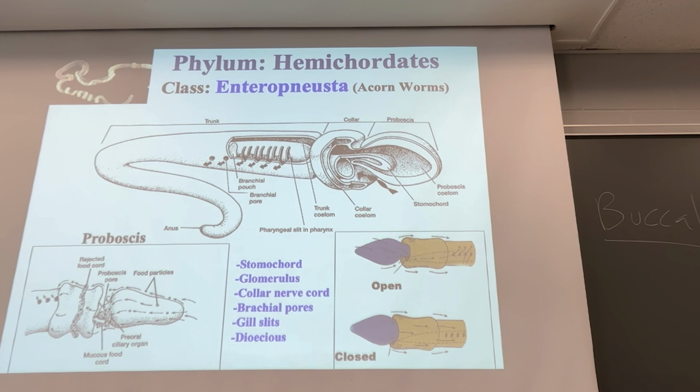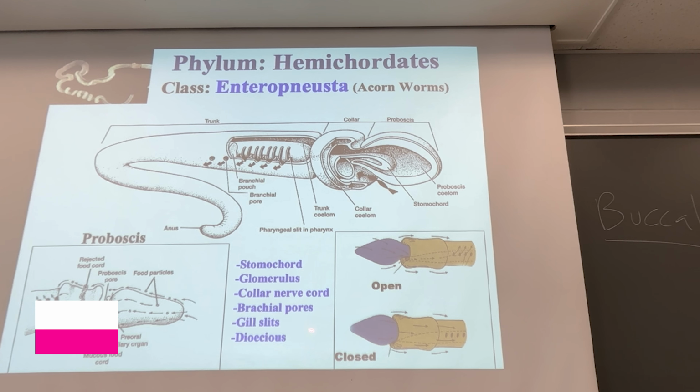These guys are dioecious. So here's a new term. Di means two, ecious means houses. Two houses. So a dioecious animal is just like us. Our sexual organs, male, are in the male house, the male body. Female organs are in the female body, right? So they're separate sexes. That's what dioecious means.